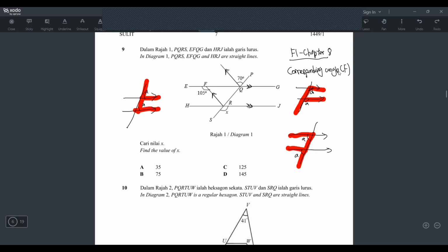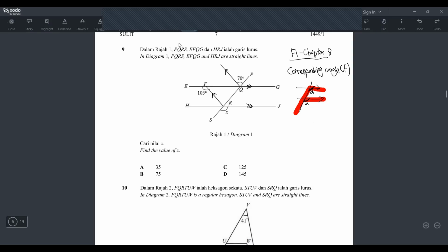Okay, that's why corresponding angle means what? The angle is the same when you find the letter F. But the angle that is the same is here and here, not here and here. So you must know, you must be careful. So this one and this one are the same, right? Okay, I will erase this, and I will erase this also.